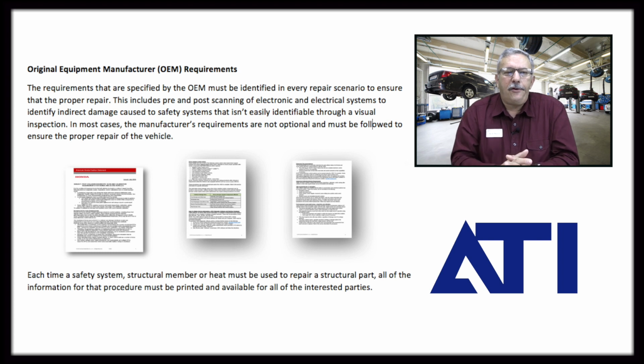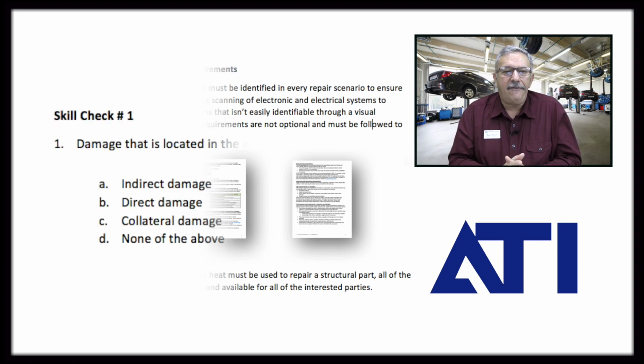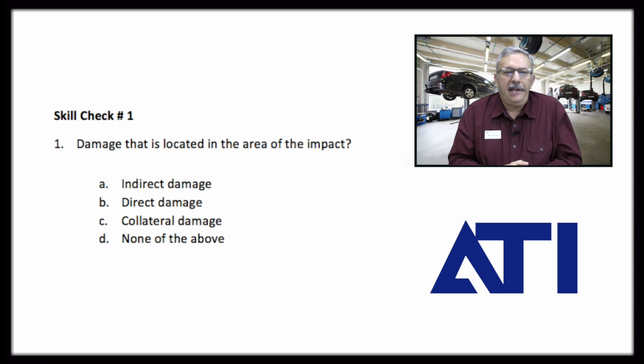Okay, so we're going to go through, we said there was going to be some skill checks. So I'm going to go through the first skill check. The first question in that skill check is: damage that is located in the area of impact, what do we call that damage? Can it be indirect damage? Can it be direct damage? Is it collateral damage? Or is it none of the above?